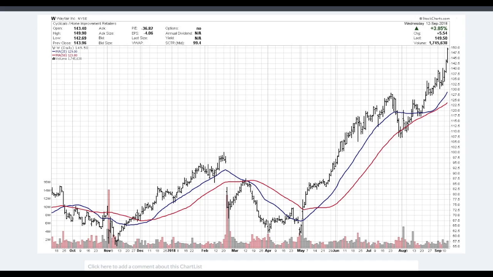Things are looking good, a little bit hot on the sentiment side, but you might want to keep a little powder dry. But this is an uptrend and a very powerful bull market.